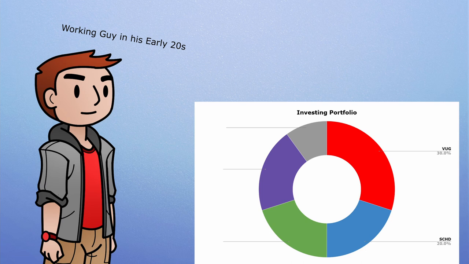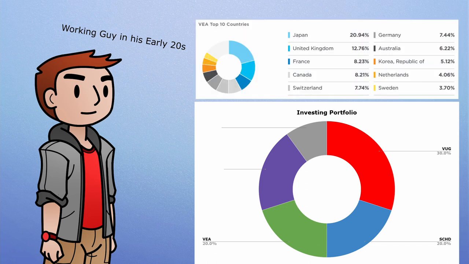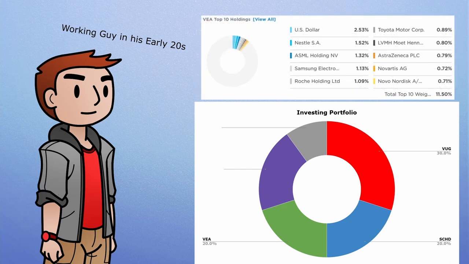For his third position at 20%, Steve's going international with VEA. This ETF is another Vanguard ETF. It allows Steve to own some of the best international companies, specifically in nations with higher levels of development in regards to their economies. These countries include the UK, Norway, Germany, South Korea, and Canada. Breaking into international markets can be hard for US investors, so using an ETF like VEA gives Steve broad exposure without all the extra work.